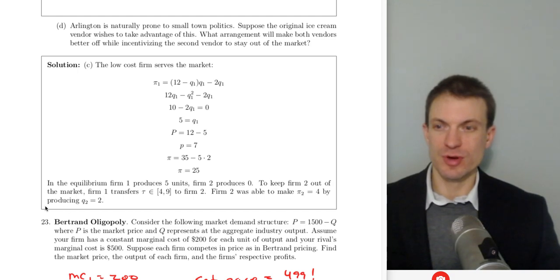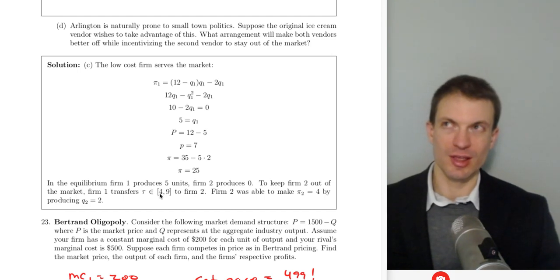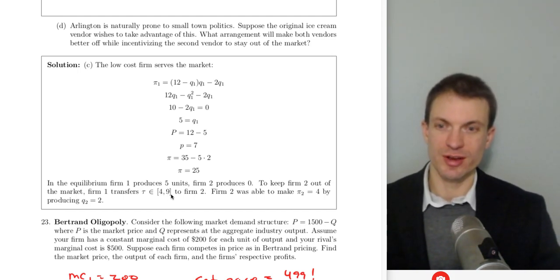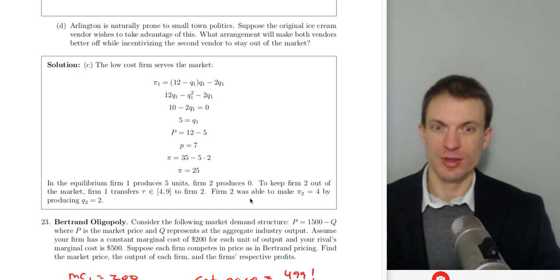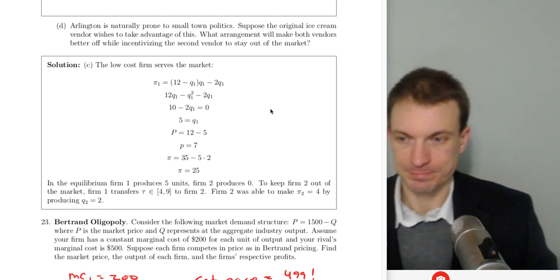To keep firm 2 out of the market, firm 1 transfers some amount at least as big as 4, no larger than 9, to firm 2. Firm 2 is able to make a profit of 4 by producing Q2 as a duopolist. Now they're indifferent if they get at least 4.